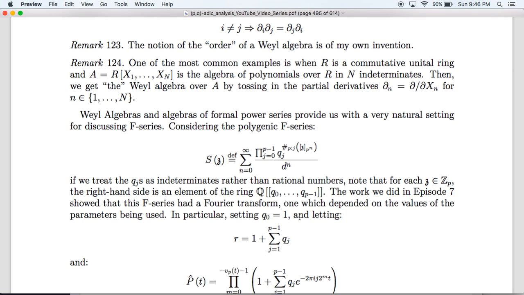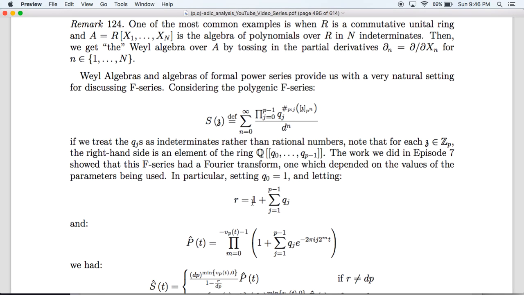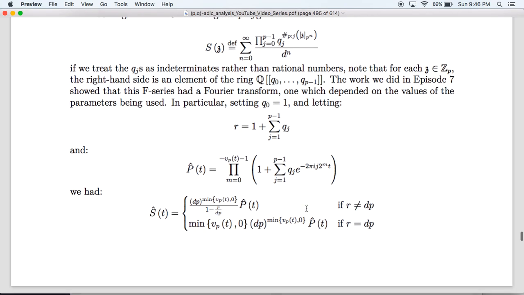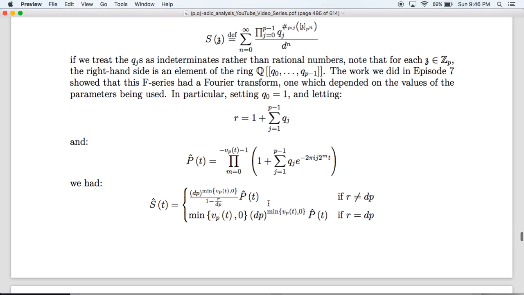The work we did in episode 7 showed that this F-series had a Fourier transform, one which depended on the values of the parameters being used. In particular, setting q_0 equals 1 and letting r equal 1 plus the sum of the q_j's, and setting P hat to be this, we found that these were the two possible Fourier transforms of S, and it depends on the relation between r and d_P.